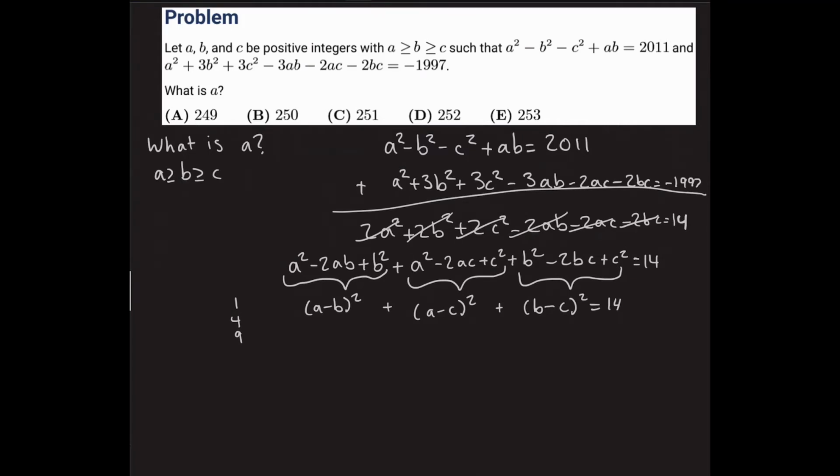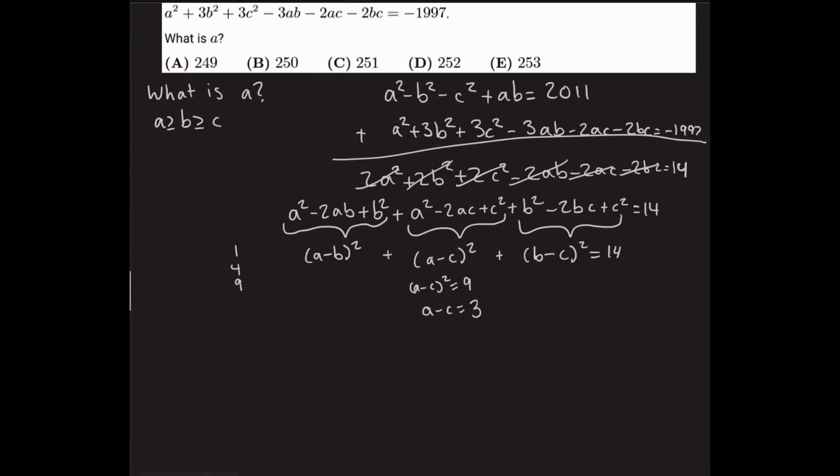So right off the bat, it's clear that a minus c squared has to be 9 because those two have the biggest gap. One's the smallest, one's the largest. So we can say a minus c squared is equal to 9. And this means that a minus c is equal to 3 because a is greater than or equal to c. Now, it could be a minus b squared is equal to 1 or b minus c squared is equal to 1. So we need to try both cases.